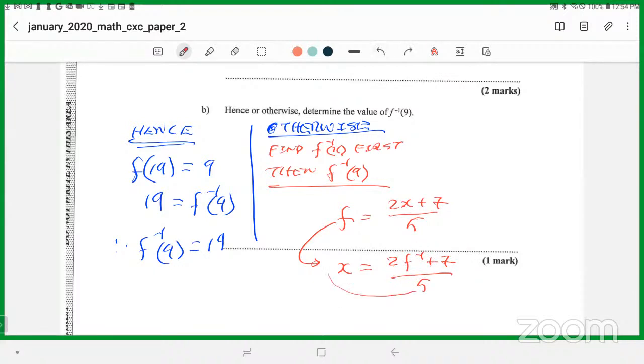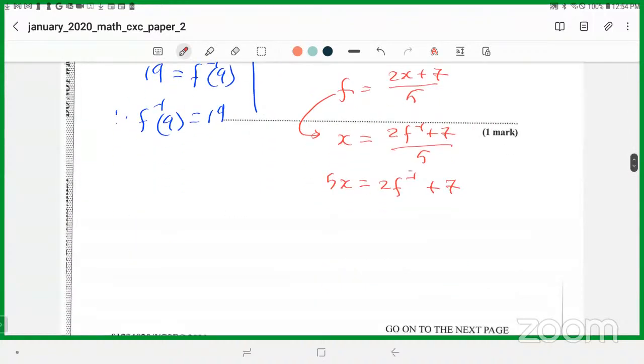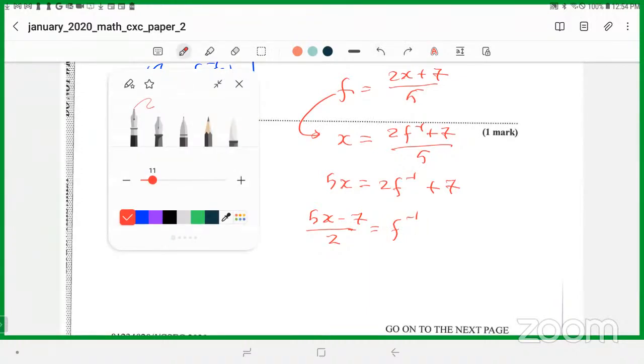So I multiply by the 5 first and get 5x equals 2f to the minus 1 plus 7. Then to make this the subject, we transpose the 7 and divide by the 2. So it will become 5x minus 7 over 2 equals f to the minus 1. And this is f to the minus 1 of x.